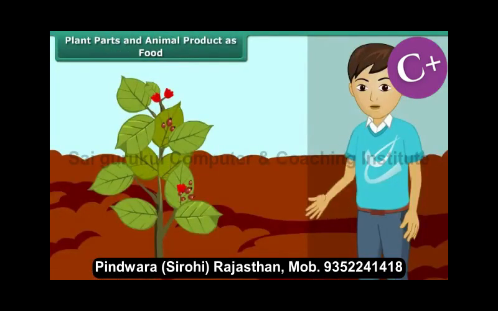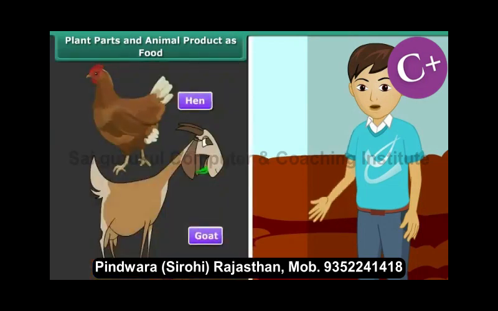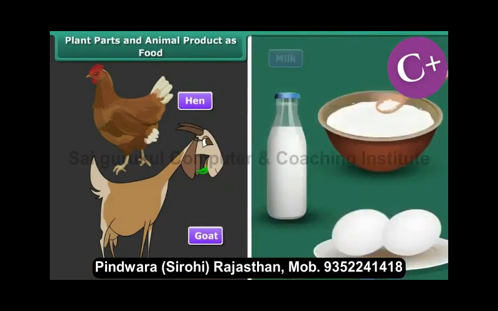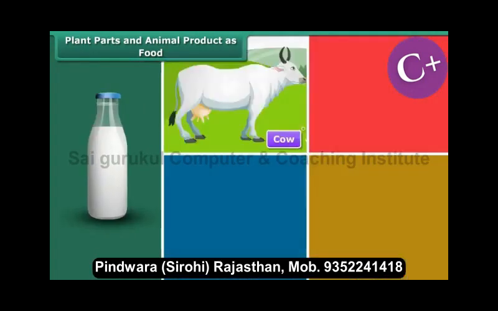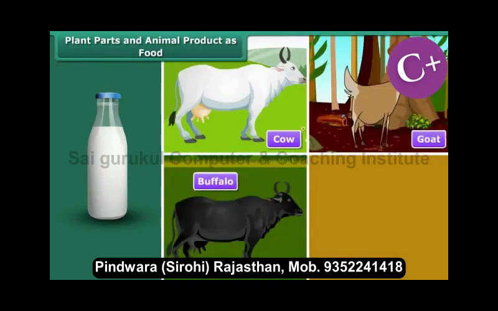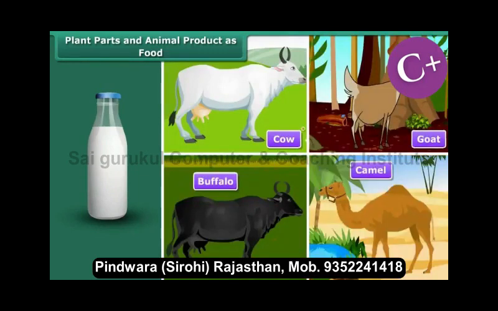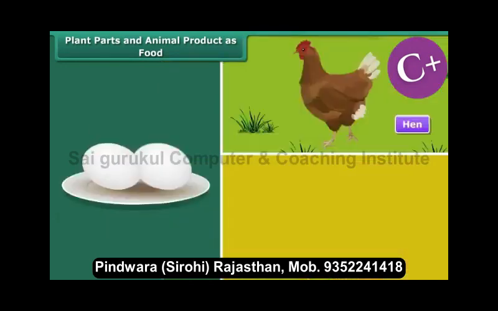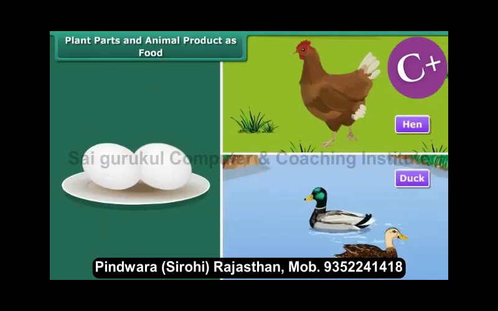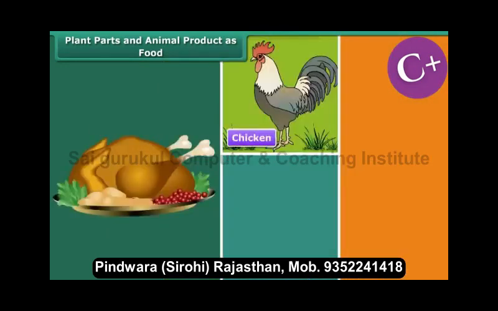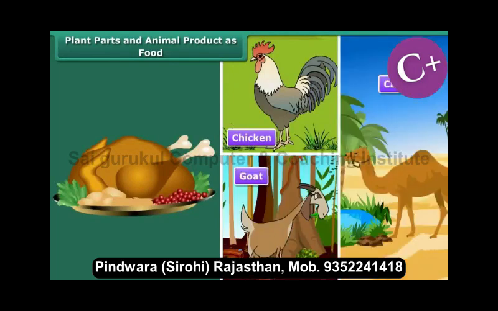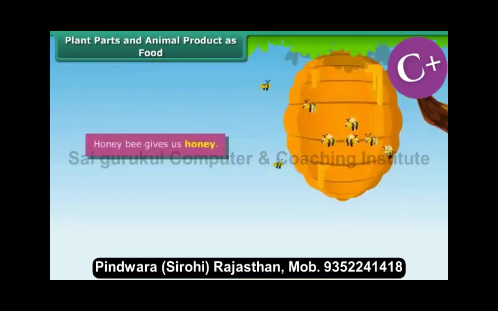As we have already discussed, we get most of the food from plants. Animals also provide us some important products which we eat and drink daily, that is milk, curd, eggs. We get milk from cow, buffalo and goat, and even from camel in desert areas. We get eggs from hens and duck. We also get meat from chicken, goat, camel, etc. Fish and prawn are also eaten. Honeybees give us honey.